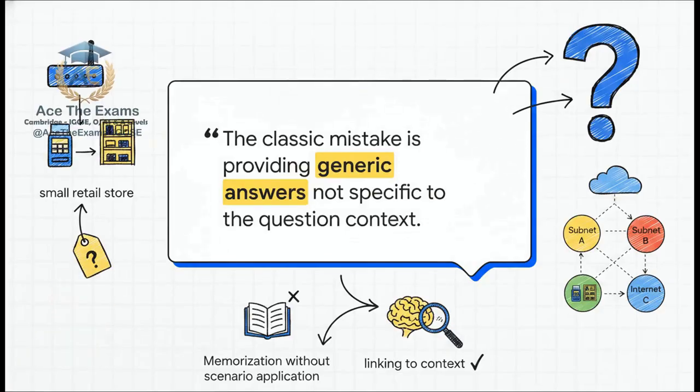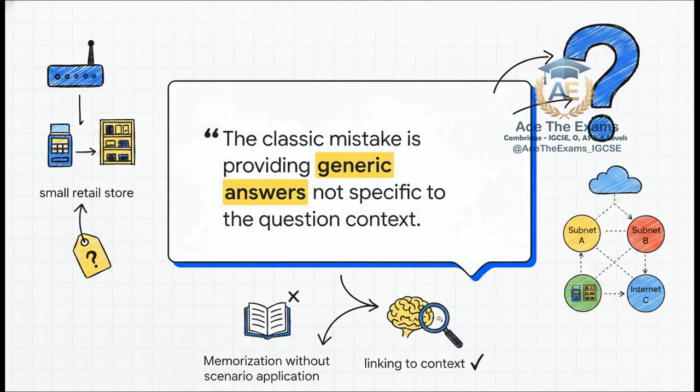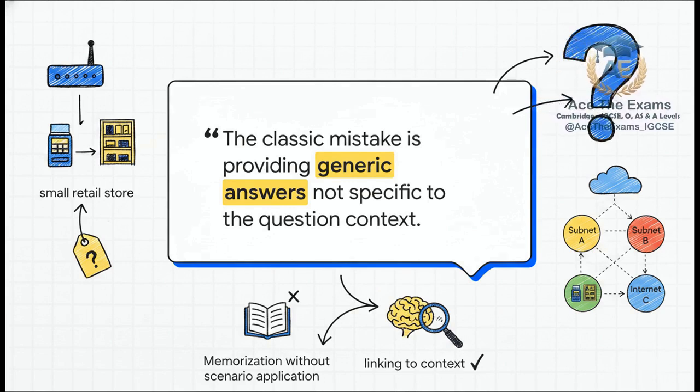The stakes in the 9618 exam are super high, and network routing is a core pillar of it. But even the absolute best candidates drop points here. Why? Because there is a massive difference between understanding a concept in isolation and actually applying it to a dynamic network scenario. There's a brilliant observation from a senior examiner's report that points out how the classic mistake is providing generic answers that aren't specific to the question context. You always have to link every point to the given scenario.